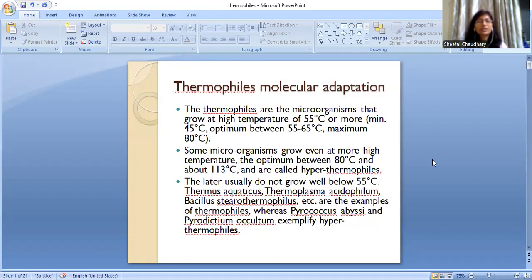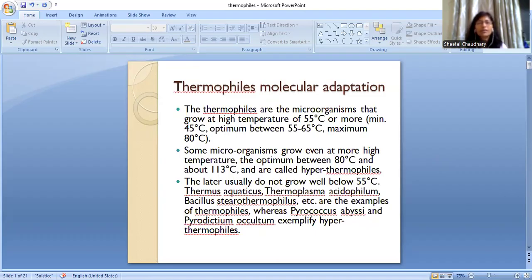Today we discuss the thermophiles and their molecular adaptations. Thermophiles are microorganisms that grow at a high temperature of 55 degrees centigrade or more. The minimum range is 45 degrees centigrade, the optimum is between 55 and 65 degrees centigrade, and the maximum is 80 degrees centigrade.